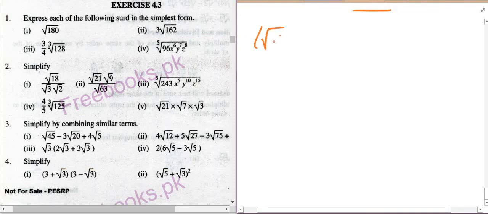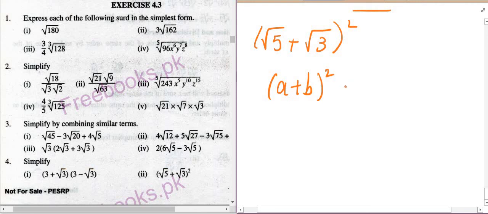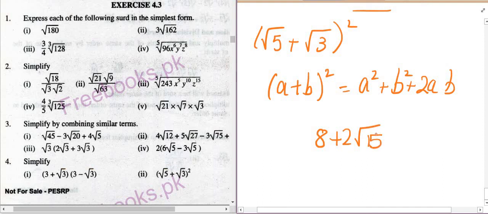Second, same, (√5 + √3)². We are going to open the formula here, (a + b) whole square, which is a² + b² + 2ab. When you apply this formula, you will get 8 + 2√15.